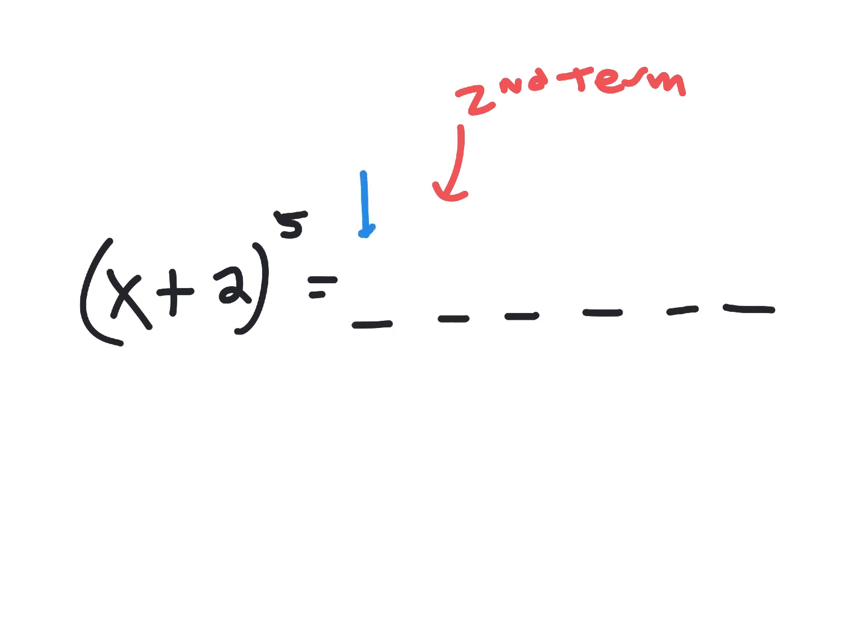The first one would have been 5 choose 0, which would have been 1. The second term would be 5 choose 1, which is 5 factorial over 5 minus 1 is 4 factorial with an extra 1 factorial, and then, yay, that's just 5. This one would have been 1.